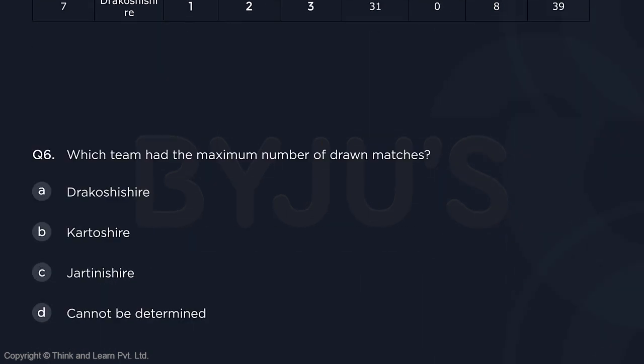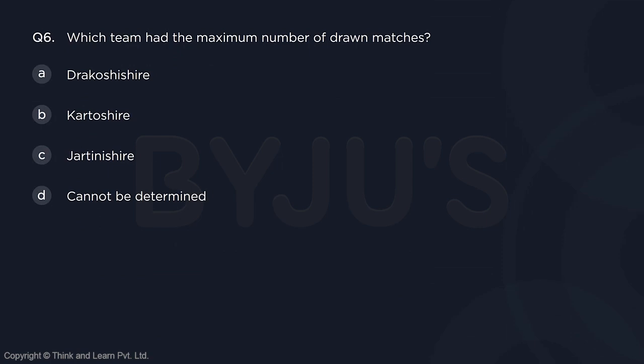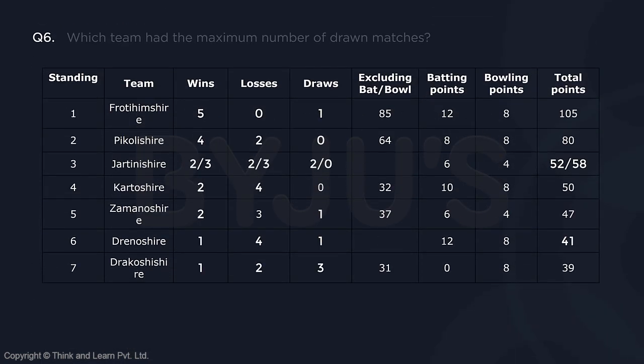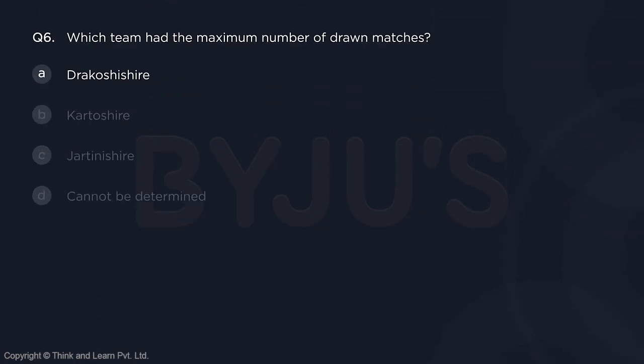Alright, let's come to the question. Which team had the maximum number of drawn points? Maximum number of draws. Definitely D, because even if it is 2, it is maximum. So the answer of question number 6 is D. D means option A. Easy. 6th question done.